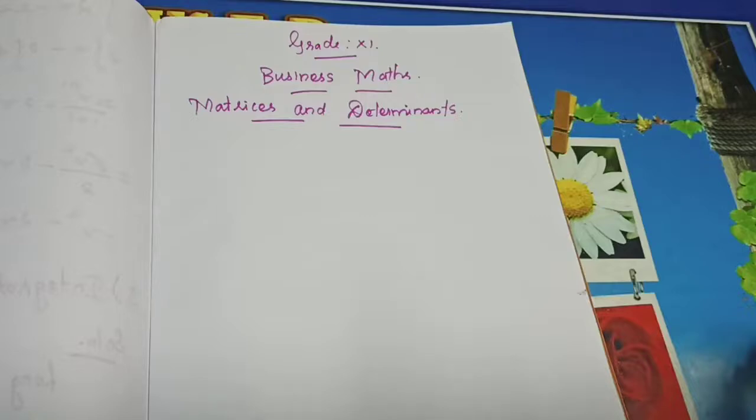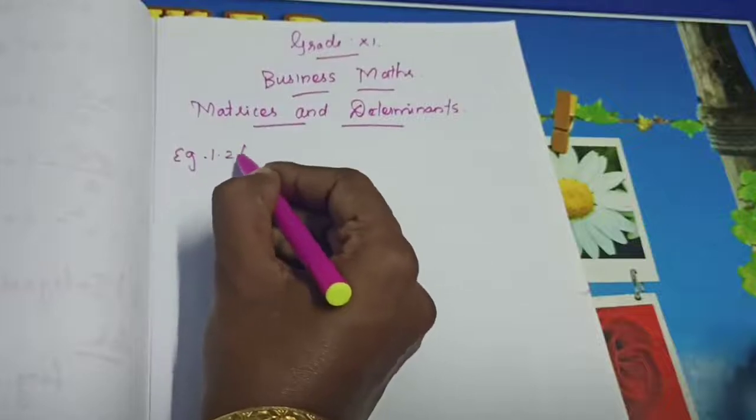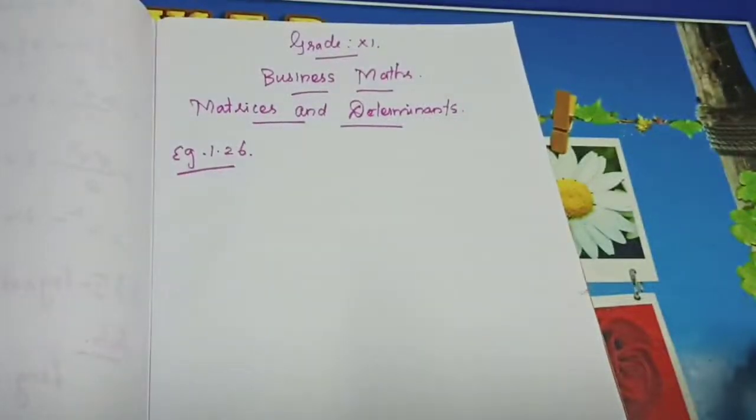So only one example problem is there. We will complete that example problem and afterwards we will move to the exercise. Okay students, let's move. That is example 1.26. Please take out your books and I am reading the question. You go through the question in your book.